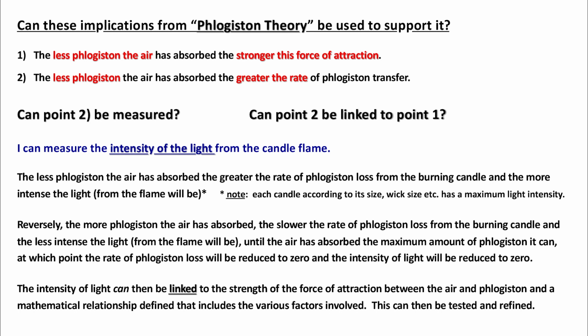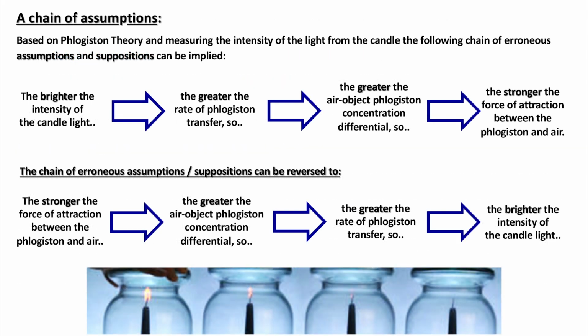The intensity of light can then be linked to the strength of the force of attraction between the air and phlogiston, and a mathematical relationship defined that includes the various factors involved. This can be tested and refined. A chain of assumptions. Based on phlogiston theory and measuring the intensity of the light from the candle, the following chain of erroneous assumptions and suppositions can be implied.